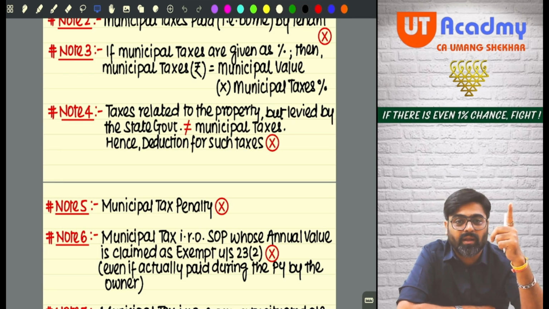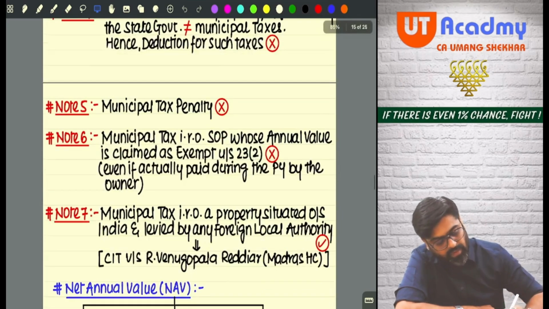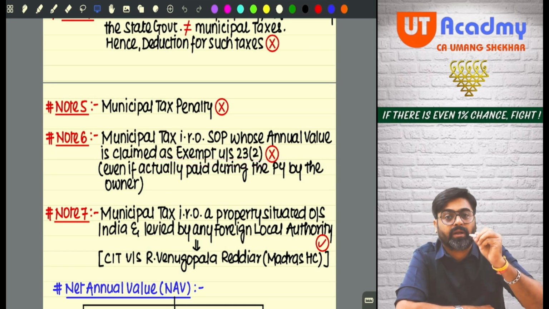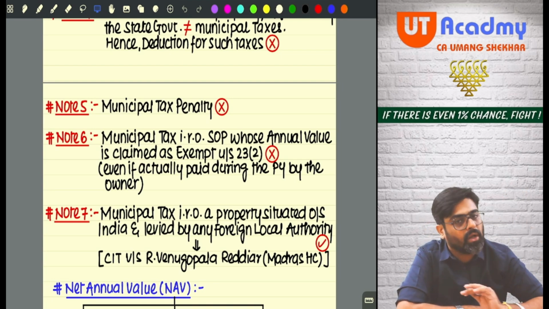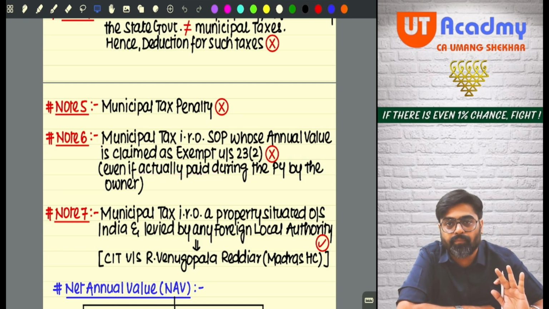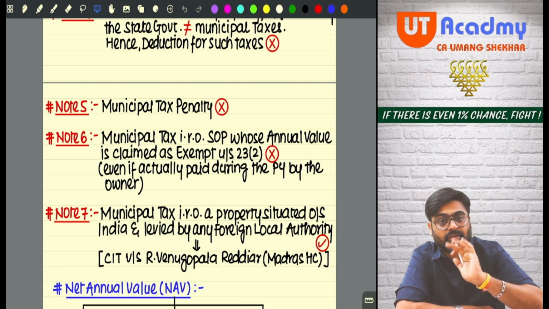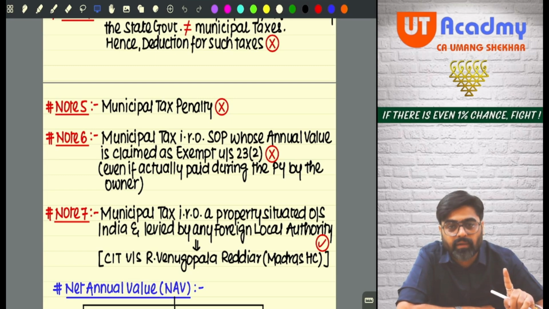So whenever for any SOP for which you are claiming exemption, if the municipal taxes are paid, they will not be allowed as a deduction. Municipal taxes in respect of SOP whose annual value is claimed as exempt under 23(2) will not be allowed as a deduction. Even if they are actually paid during the previous year by the owner, still they are supposed to be ignored. So that means for which properties the municipal taxes are allowed? Only for LOP and DLOP. That's it. Got it?